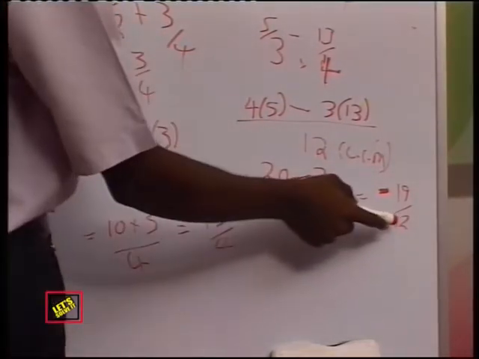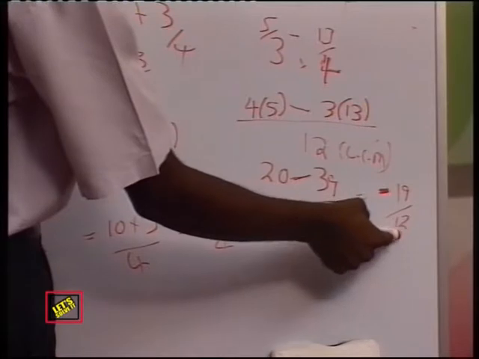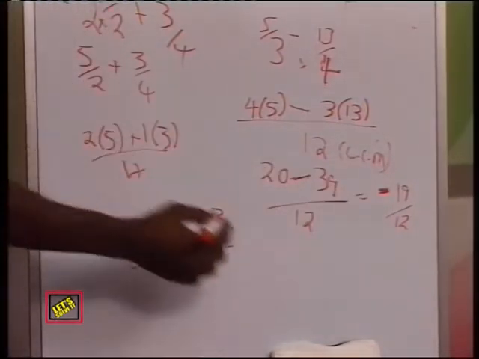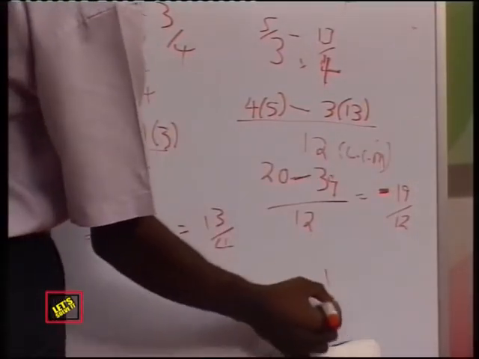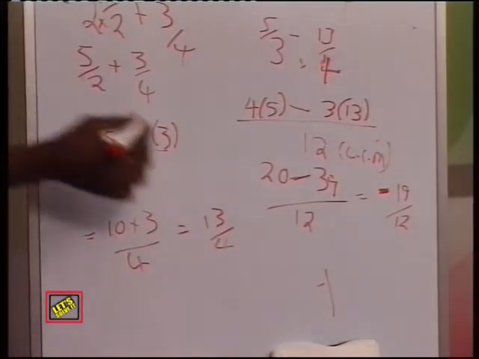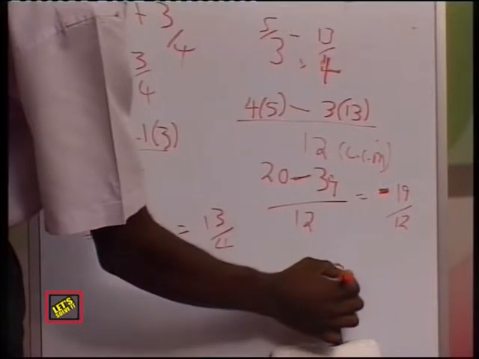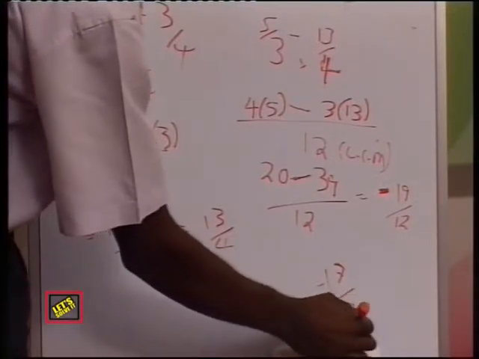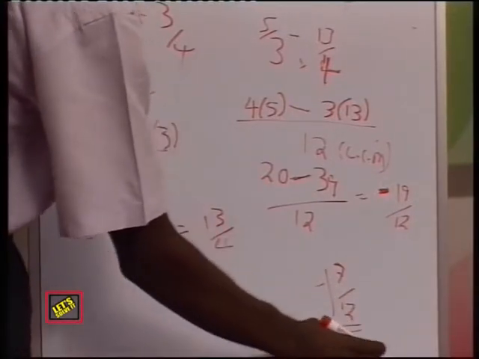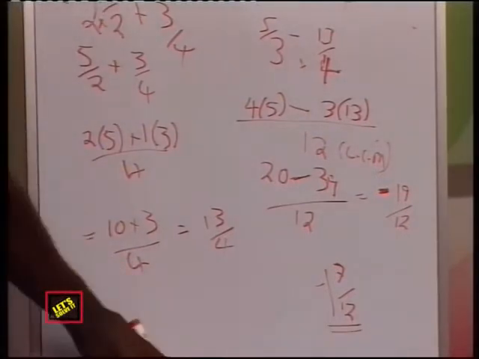So now here, is that the final answer? No. We can divide 12 into 19. So 12 into 19, the answer is 1. That's negative 1 whole number, remainder 7 over 12. That's our answer.